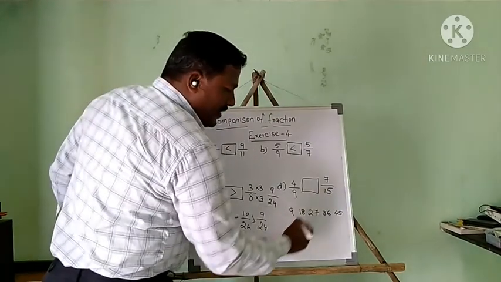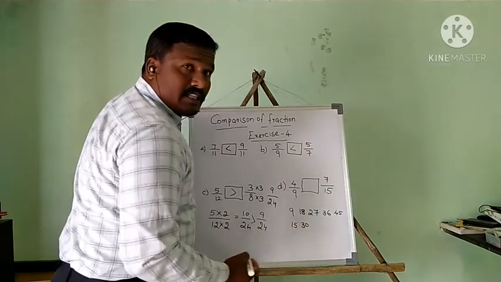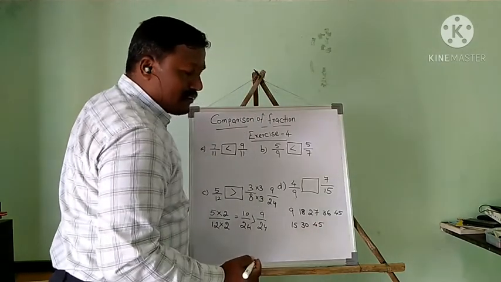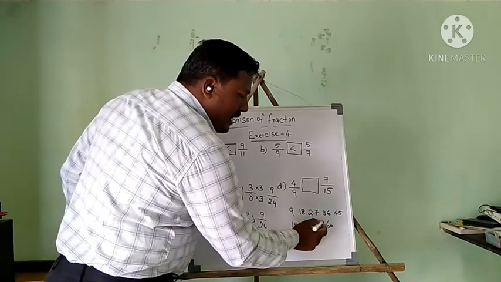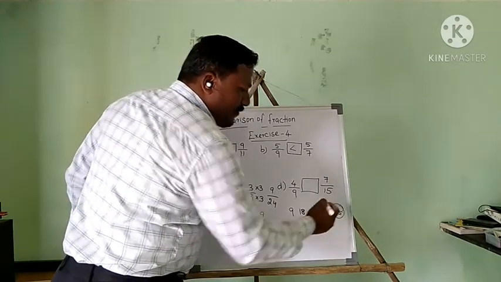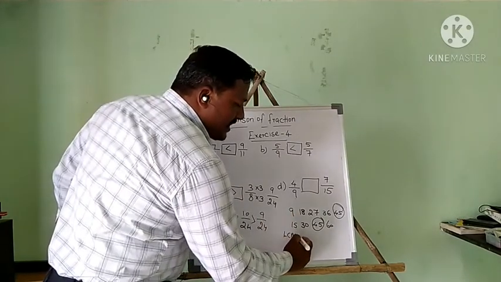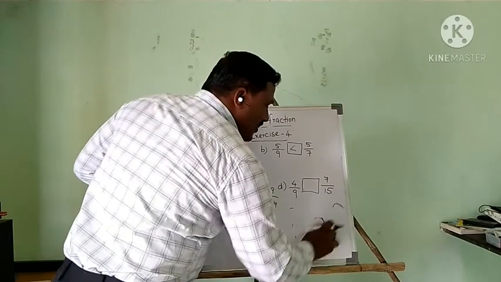Okay. Then 15. 1 15 is 15, 2 15 is 30, 3 15 is 45, then 4 15 is 60. Enough. Now if you find the least common multiple, it is 45. So 45 is the LCM.